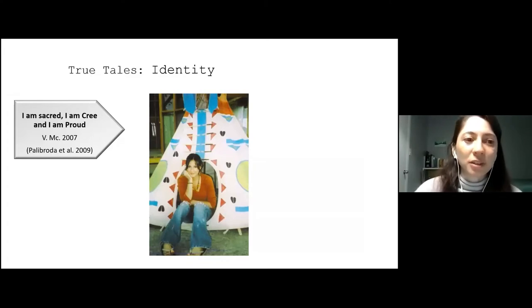For example, this is a picture of a woman who is saying, I am sacred, I am Cree, and I am proud. So how can research also aim to empower the social and personal identity that people may have, and how they identify themselves within groups? That also relates to decision making. If you go to the conservation field, for example, we can think about the First Nations and the Grand River. How can we understand a bit better the identity related to the river, the river basins and resources?